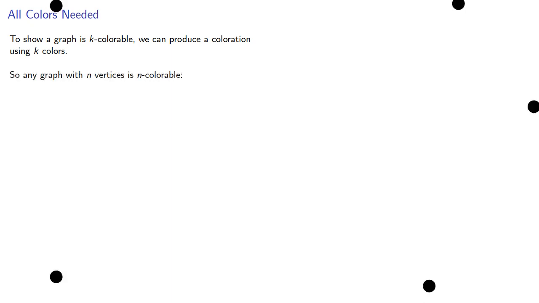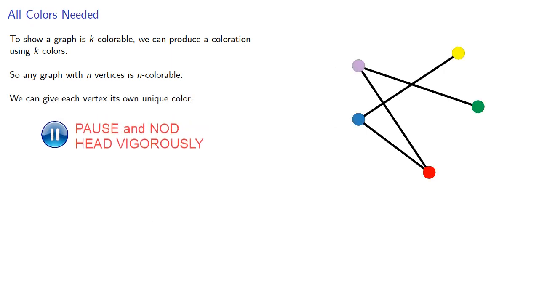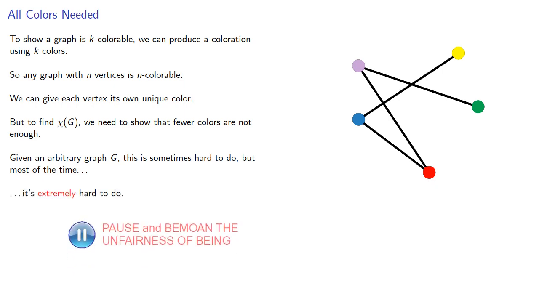Now, it's important to distinguish between whether a graph is k-colorable and what its chromatic number is. To show a graph is k-colorable, we can produce a coloration using k colors. So any graph with n vertices is n-colorable because we can give each vertex its own unique color. But to find the chromatic number, we need to show that fewer colors are not enough. Given an arbitrary graph, this is sometimes hard to do, but most of the time, it's extremely hard to do.